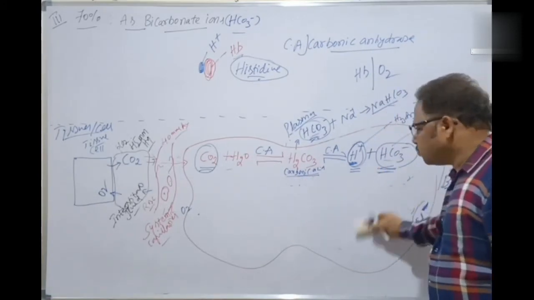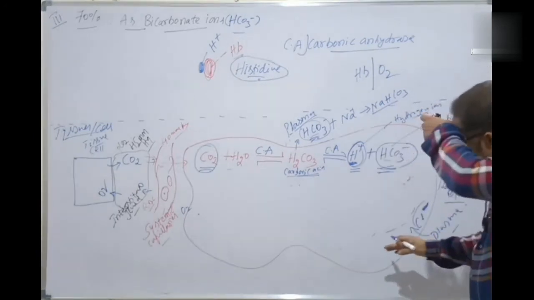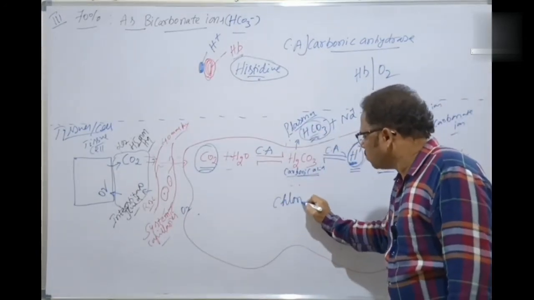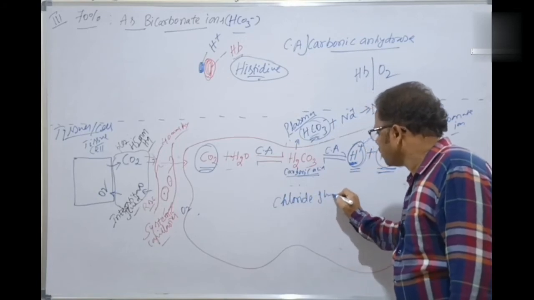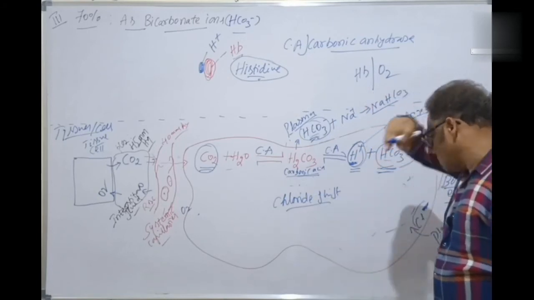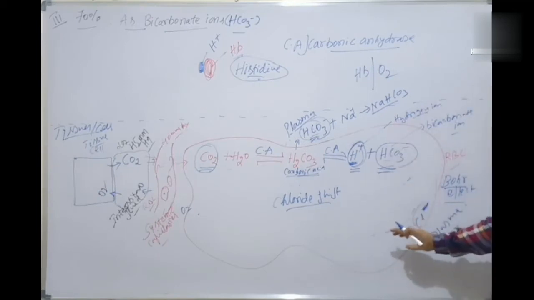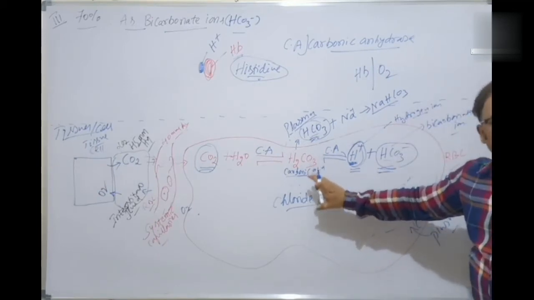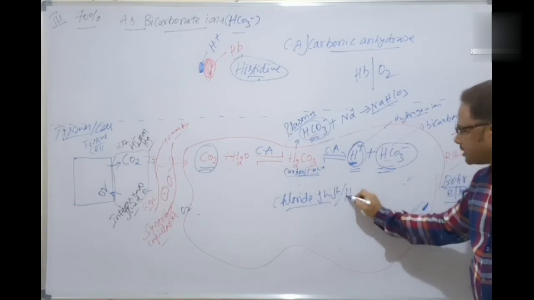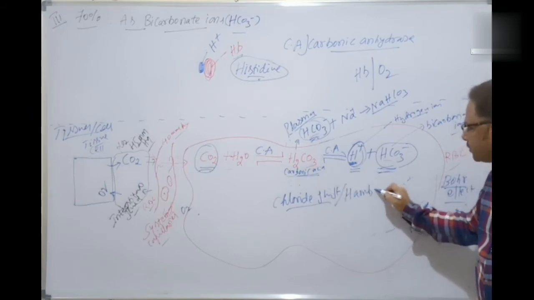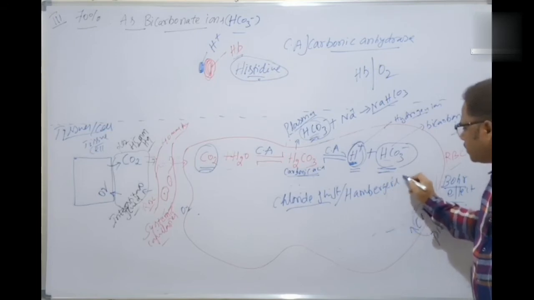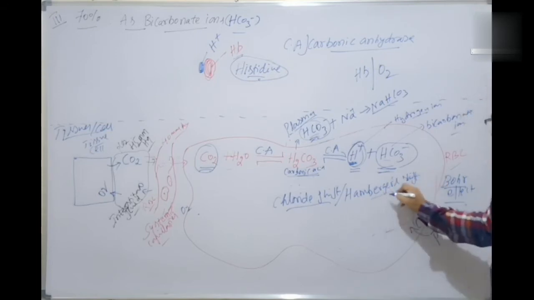So this movement of chloride ions inside the RBCs is called the chloride shift. Why chloride shift? Because the chloride ions are moving from plasma into the RBC. That's why it's called a chloride shift, which is also called Hamburger's shift or Hamburger's phenomenon.